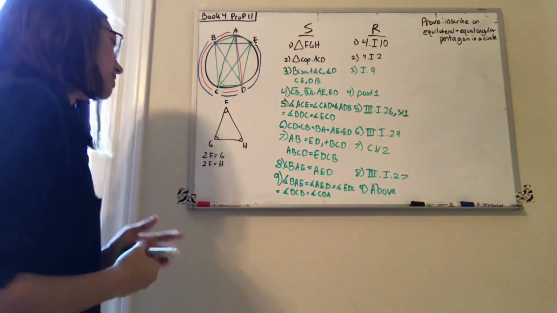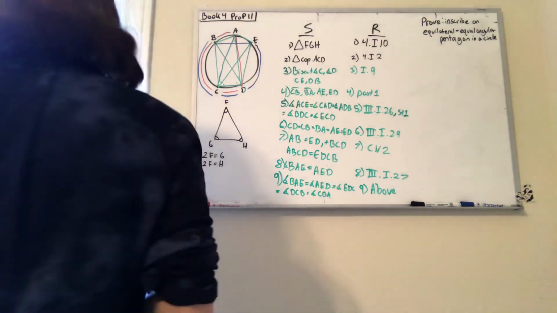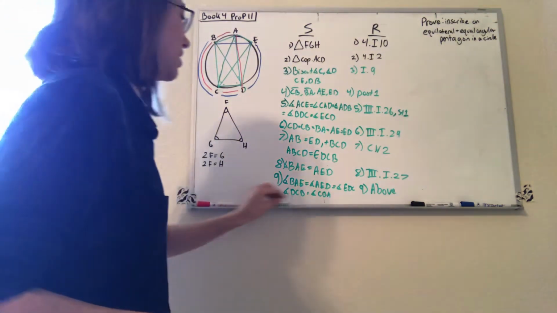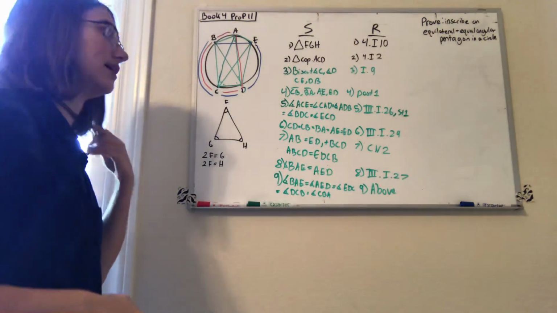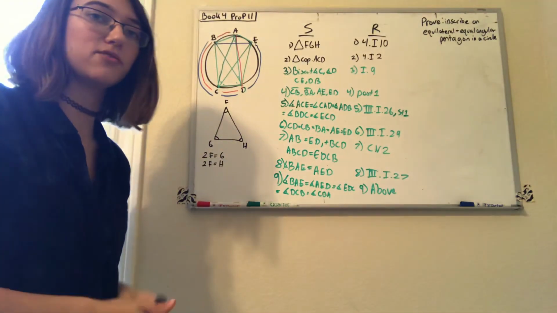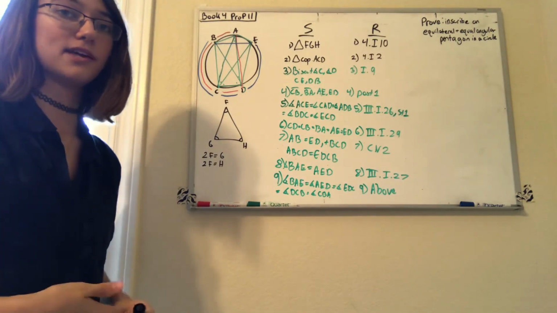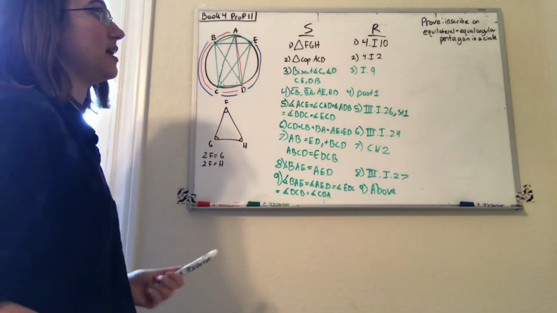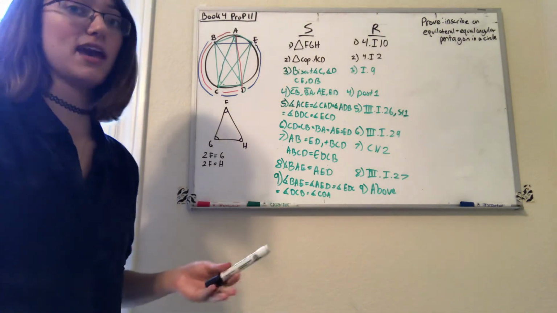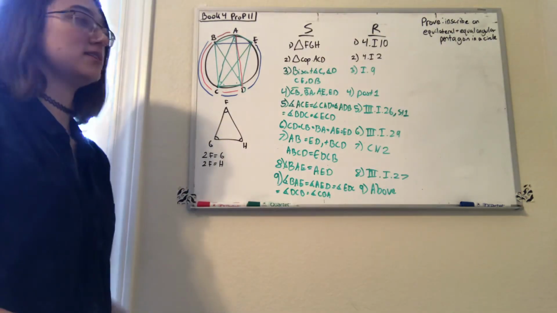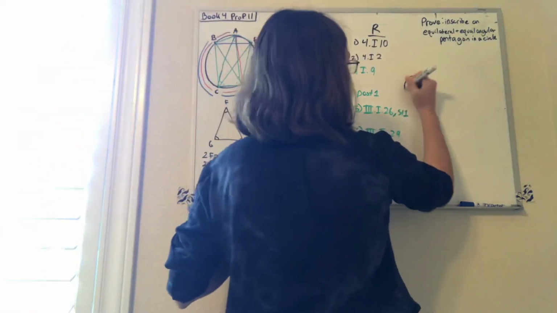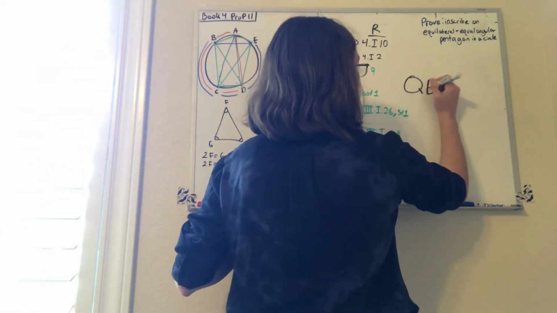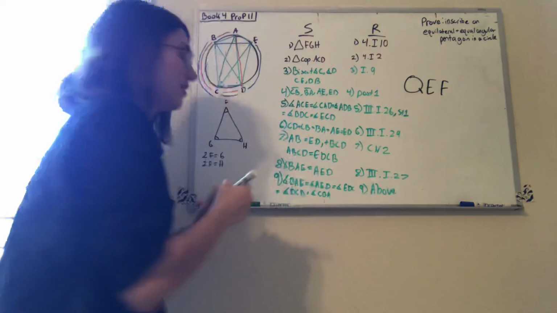With that, because each of the angles are equal to each other, the circumferences are equal, and the lines are equal to each other, we can say that we made an equilateral and equal angular pentagon in a circle, which is our proof. So we can say QEF, and we're done.